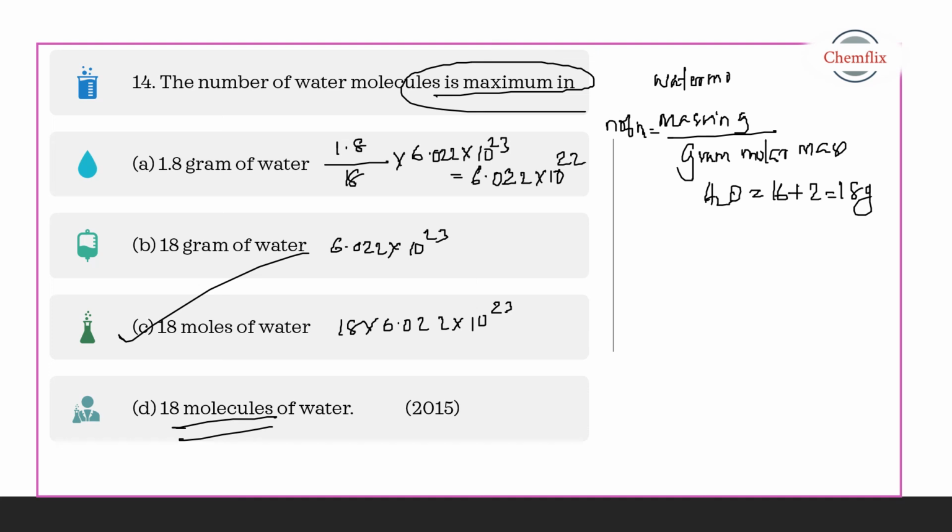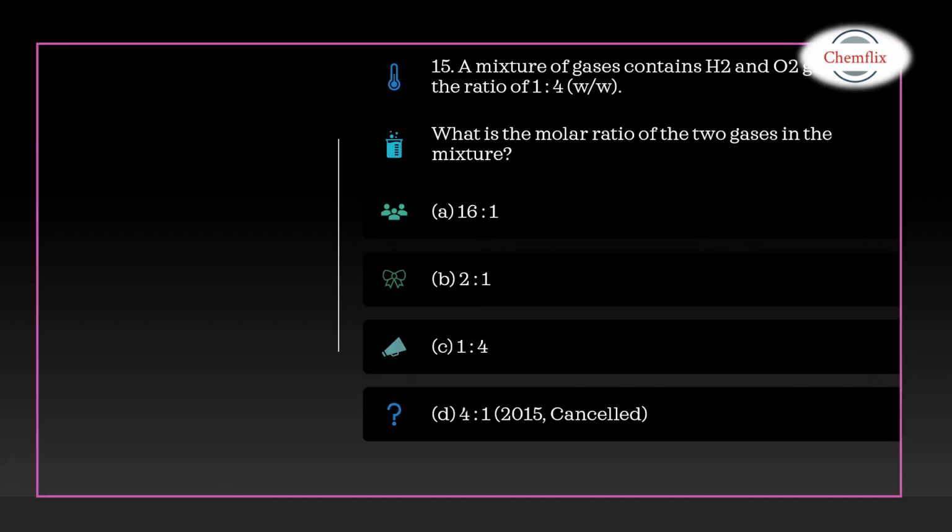Next question, that is question number 15. The mixture of gases contains H2 and O2 gas in a ratio of 1:4, weight by weight. What is the molar ratio of the two gases in the mixture? The molar ratio you have to find out. So this is a cancelled question. Due to some reason it got cancelled. So here, how to do this question?